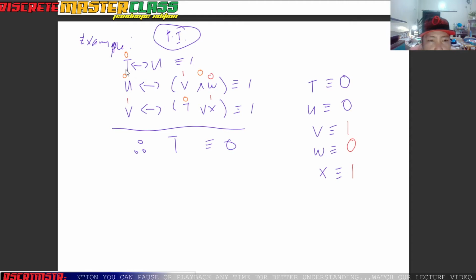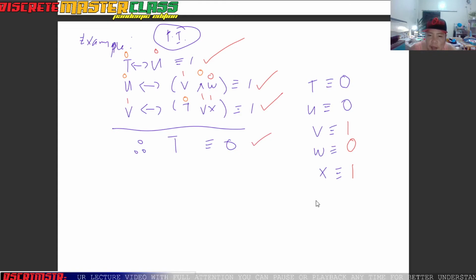Okay. T is 0. U is 0. So, 0 if and only if 0 is 1. Check. Pumayag. U is 0. B is 1. W is 0. 1 and 0 is 0. 0 if and only if 0 is 1. Check. T is 0. X is 1. But 0 or 1 is 1. And 1 if and only if 1 is 1. Check. Is your T 0? Check. So, pumayag.